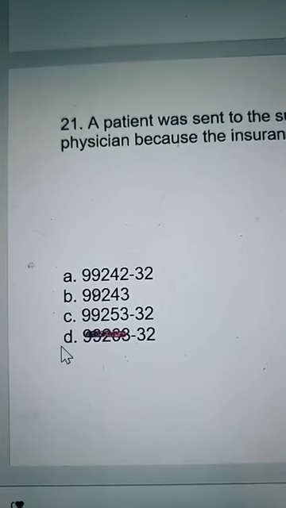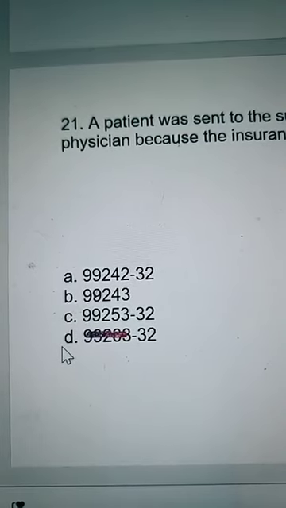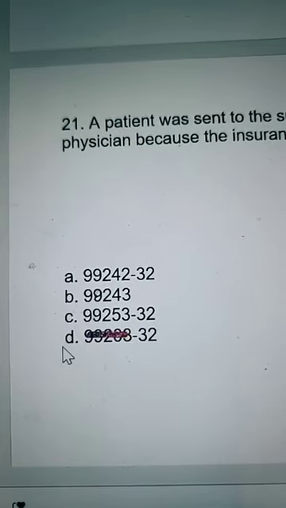Probably meaning anemia, right? Or chemotherapy, radiation. What do you do when they're coming in for chemo radiation? You're talking about the Z51 code. I wonder if that's what she's wanting.